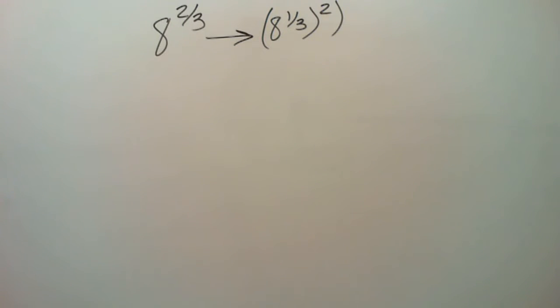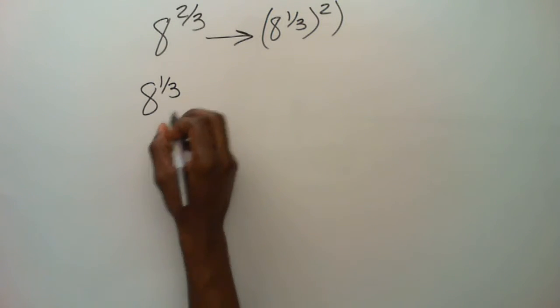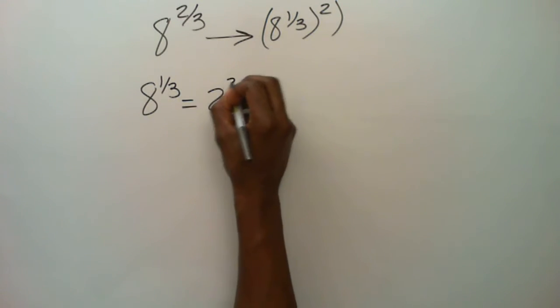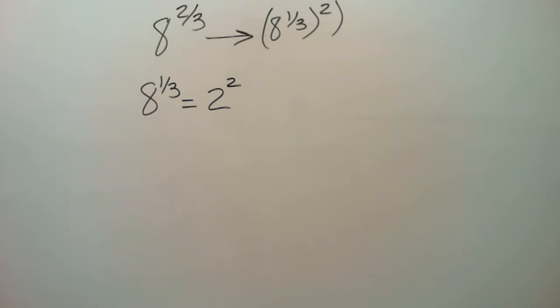One side note, the denominator of the exponent tells me which root to use. Now that I have rewritten the problem, I'm going to find the cube root of 8. Since 8 is a perfect cube, I know 2 goes into 8 3 times. So 2 is the cube root of 8. Now that I have found the cube root of 8, which is 2, I want to raise 2 to the second power to get the answer 4.